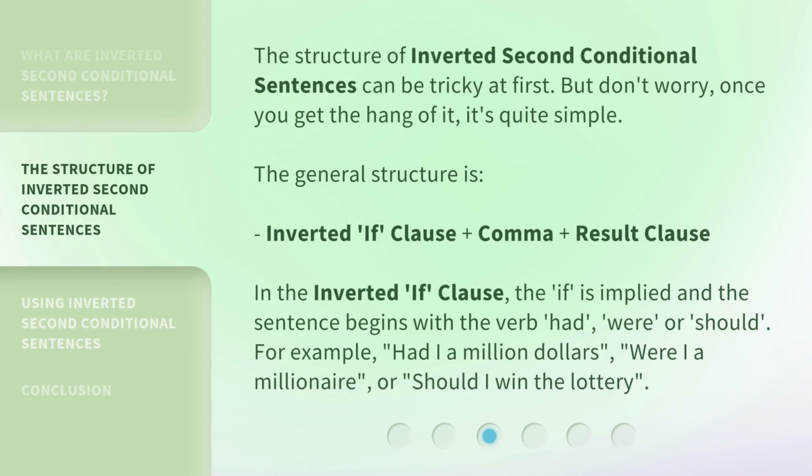The structure of inverted second conditional sentences can be tricky at first. But don't worry, once you get the hang of it, it's quite simple. The general structure is inverted if clause plus comma plus result clause. In the inverted if clause, the if is implied and the sentence begins with the verb had, were, or should. For example, had I $1 million, were I a millionaire, or should I win the lottery?